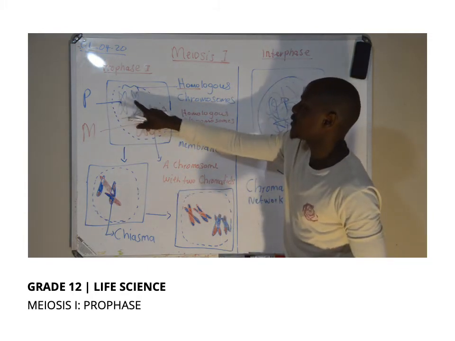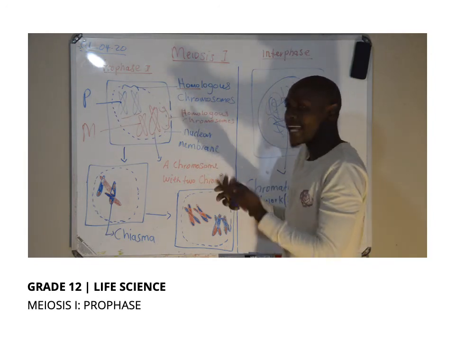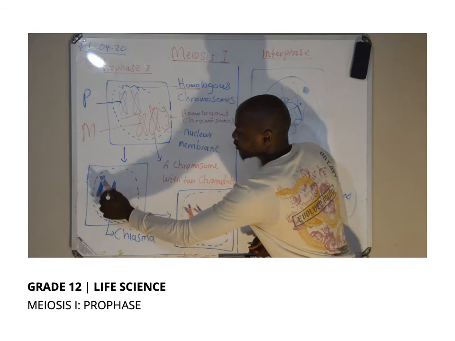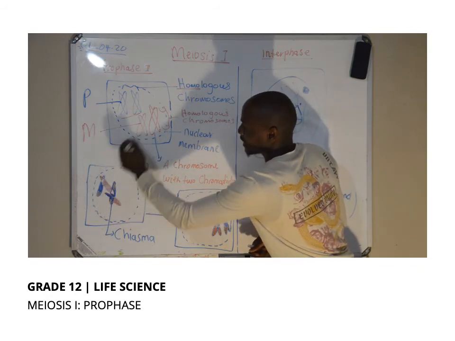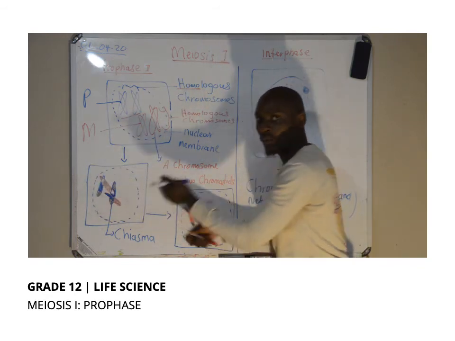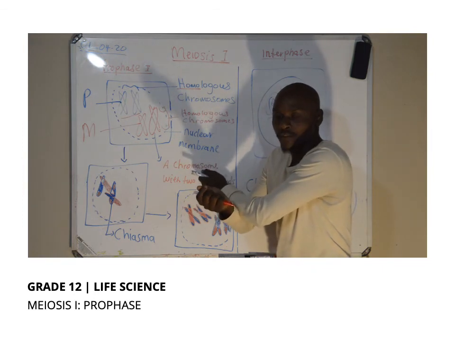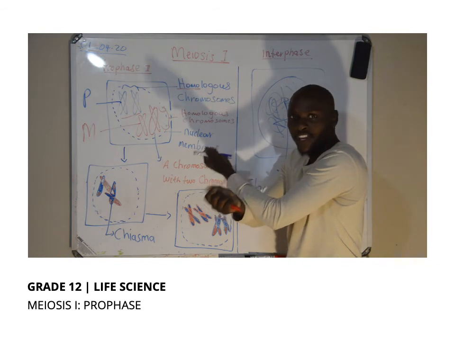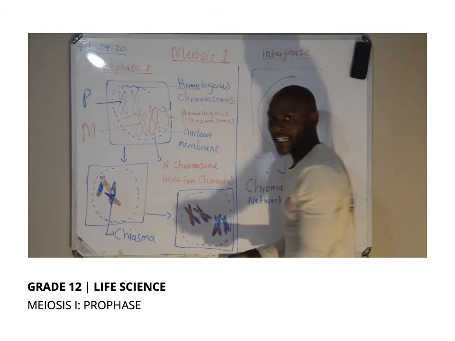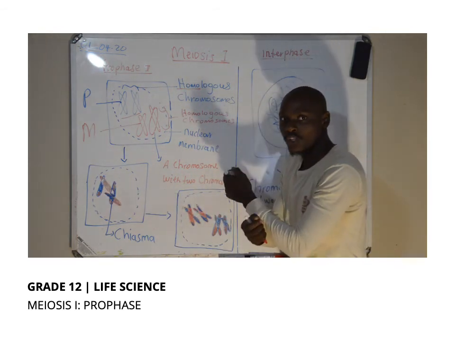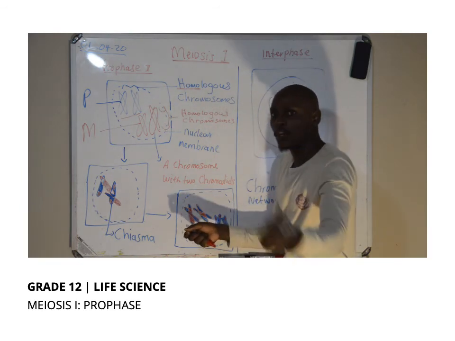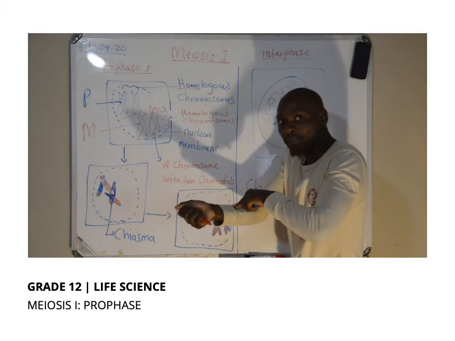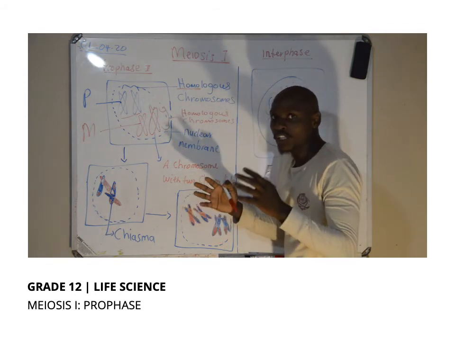The chromosomes from the father and the chromosomes from the mother mix together. As you can see here, the chromosome which is red from the mother is crossing with what? With the chromosome from the father. And that point whereby they join, we call it what? Chiasma. And that is called what? Crossing over. The process whereby the chromosomes are crossing each other is called crossing over. But that point of intersection is called chiasma.